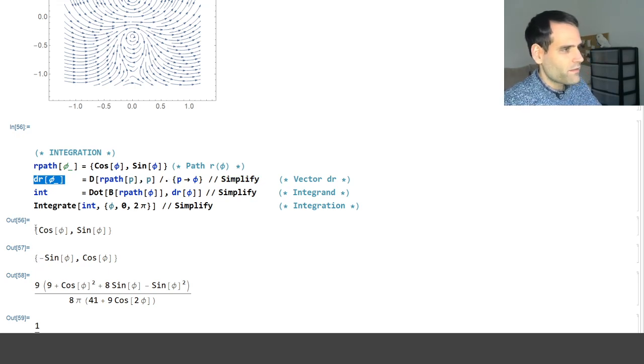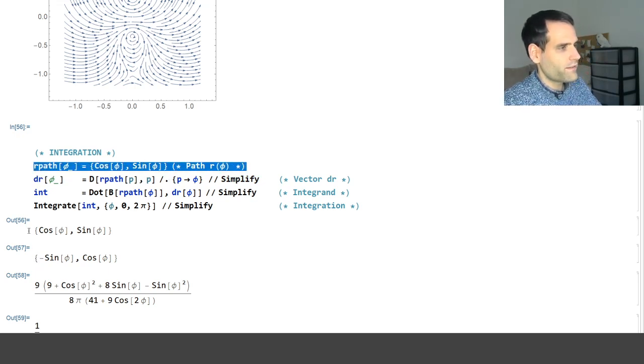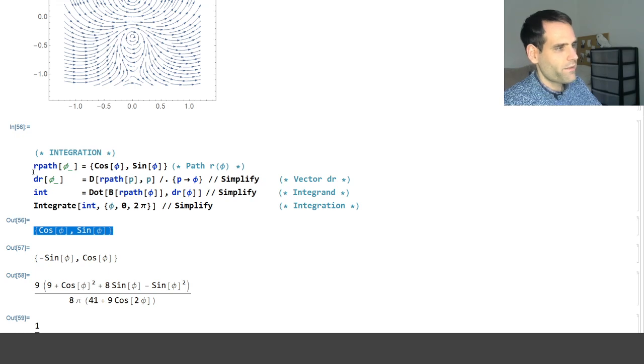And this gives me, so this first line has the result here, that is the path, and then this second line, which is dr, has the result here. And you can see that this is the derivative of that.